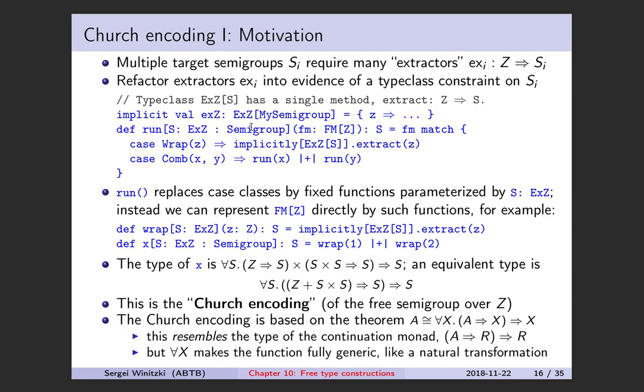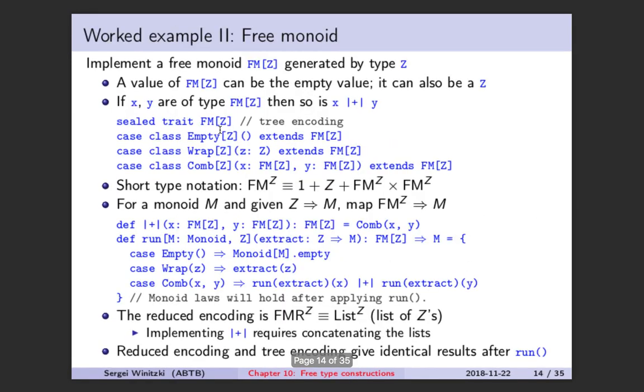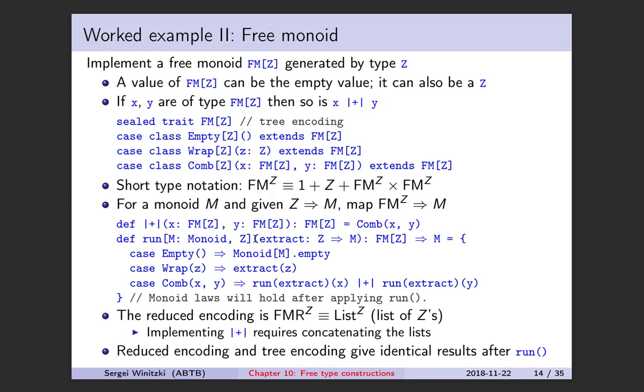Then we can refactor the run function into this form. It will be now parameterized by a semigroup S that additionally to the semigroup type class also has an extract Z type class instance, and that would mean we would have an evidence and value of this type which would contain this function. So that's very similar to what we had before when we had the run method that had an argument containing the extract.